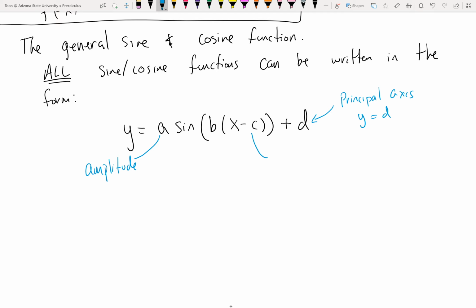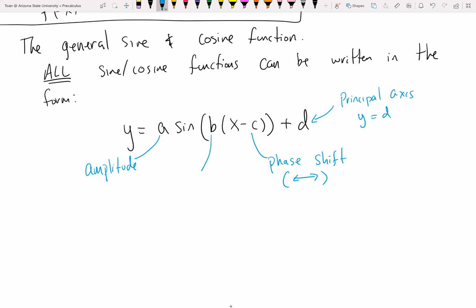Now the c here, whatever you're adding or subtracting to the x, remember in regular functions that just moves things to the left and to the right. So there you go. This c will still control moving to the left or moving to the right. However, in the context of trig, we don't call it a translation, instead we call it a phase shift, which again is just a fancy way of saying moving to the left or moving to the right.